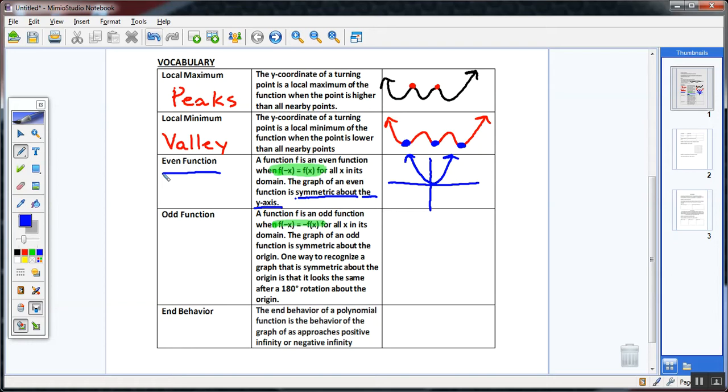Even. Okay? Then an odd function, it says right here, one way to recognize a graph that is symmetric about the origin is that it looks the same way after 180 degrees of rotation. So something that's going to be an odd function might look like this.